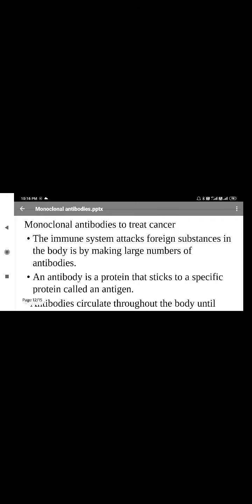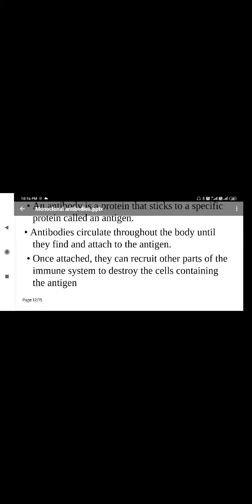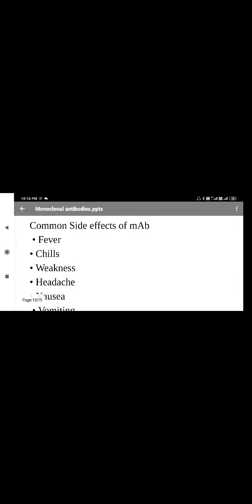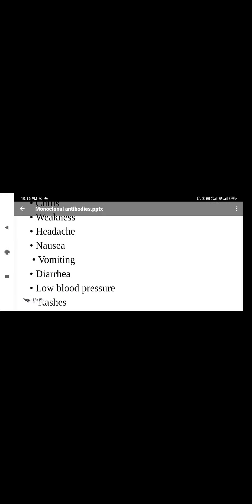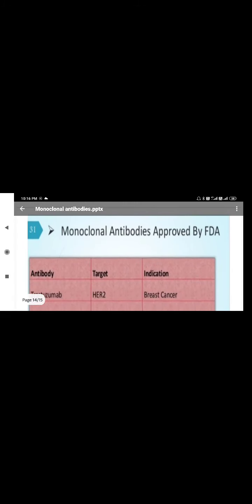The immune system attacks foreign substances in the body by making a large number of antibodies. An antibody is a protein that sticks to a specific protein called an antigen. Antibodies circulate throughout the body until they find and attach to the antigen. Once attached, they can recruit other parts of the immune system to destroy the cells containing the antigen. The side effects of monoclonal antibodies are fever, chills, weakness, headache, nausea, vomiting, diarrhea, low blood pressure, rashes, etc. This is about the monoclonal antibodies.